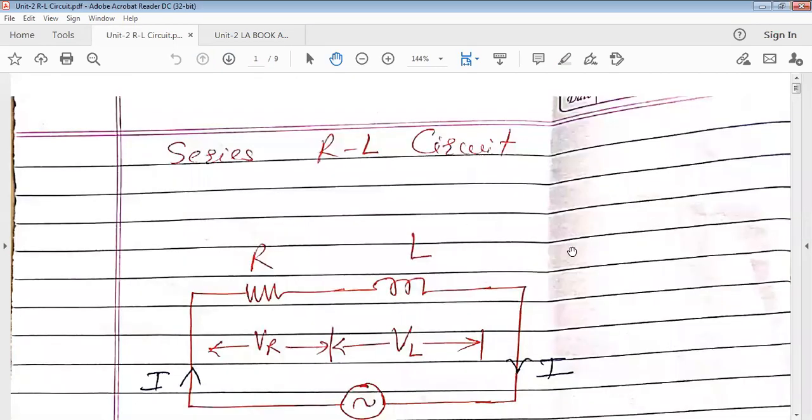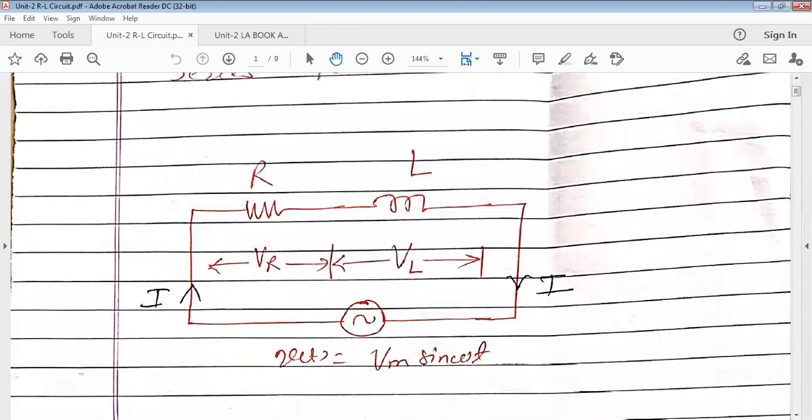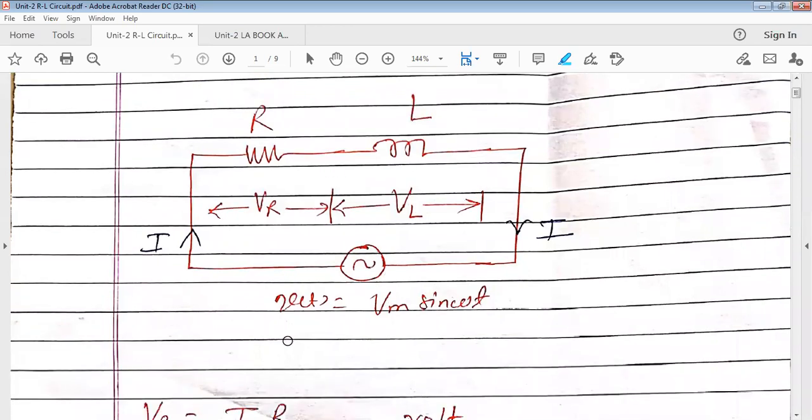Here can everyone see the series RL circuit? Yes, ma'am. Okay. So see here, resistance and inductor are connected in series. Self-inductance we denote by capital L. All of you know that. Now here applied voltage is v of t equals Vm sin omega t. Once you switch on, current will flow through the circuit. Same current will flow through R and L because R and L are connected in series.